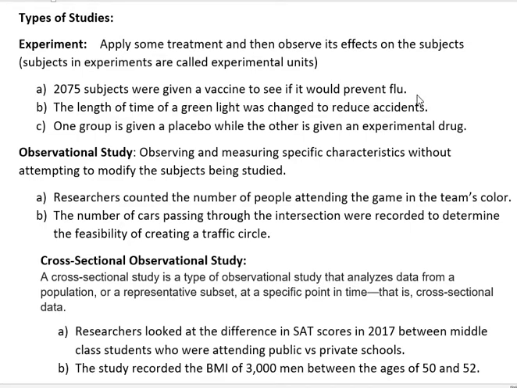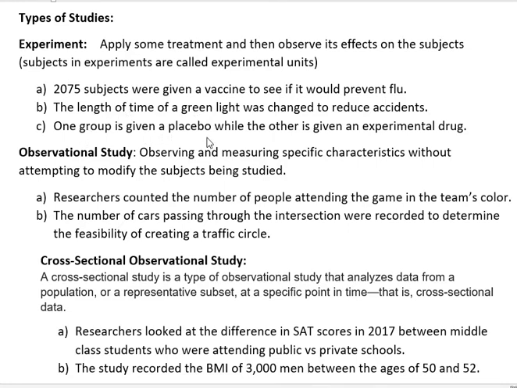That would be an experiment because they gave them the vaccine and then waited to see if they would get the flu or not. The second one, the length of time of a green light was changed to reduce accidents. So maybe this is a particular intersection where there's a high incidence of accidents and they decide to leave the green light a little bit longer to see if that can change anything. That's an experiment because they changed the length of time.